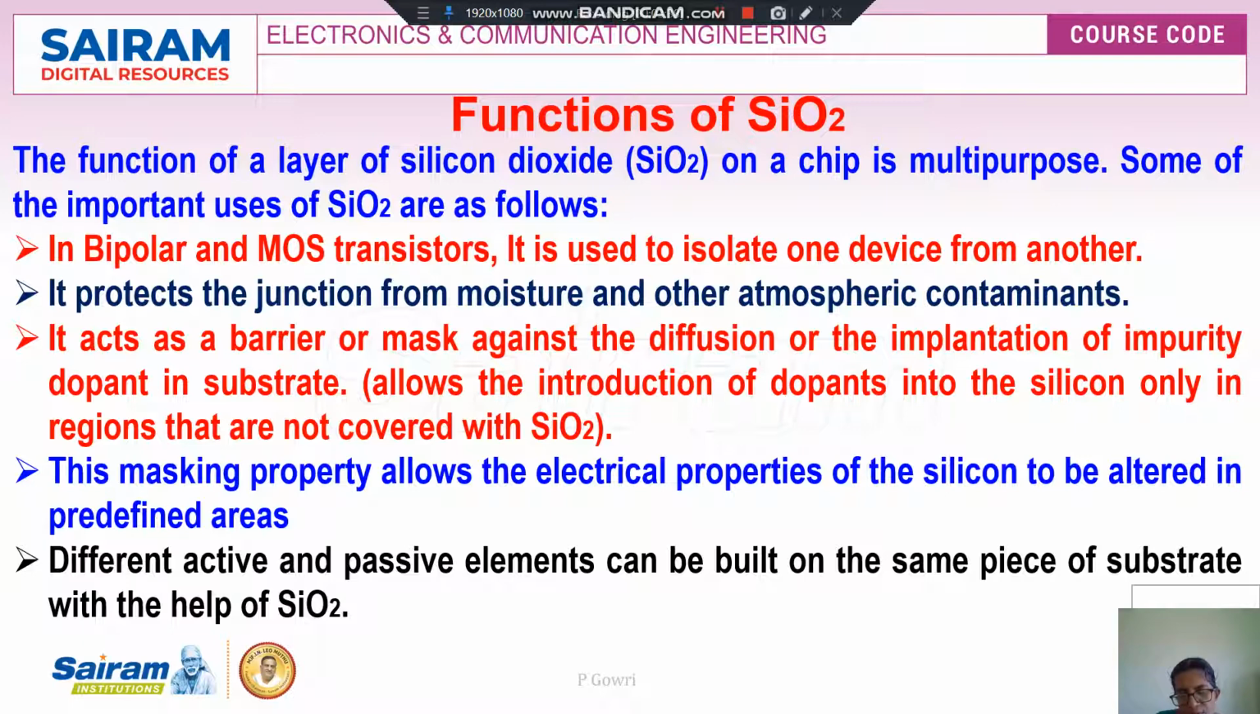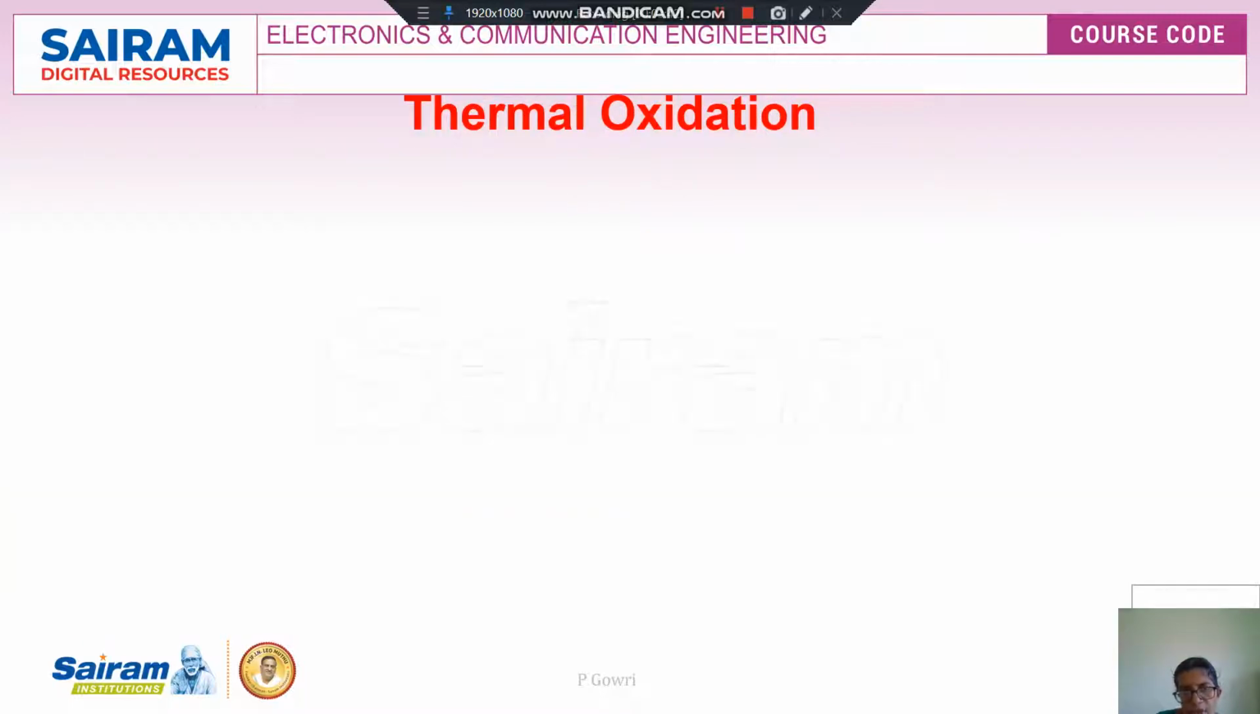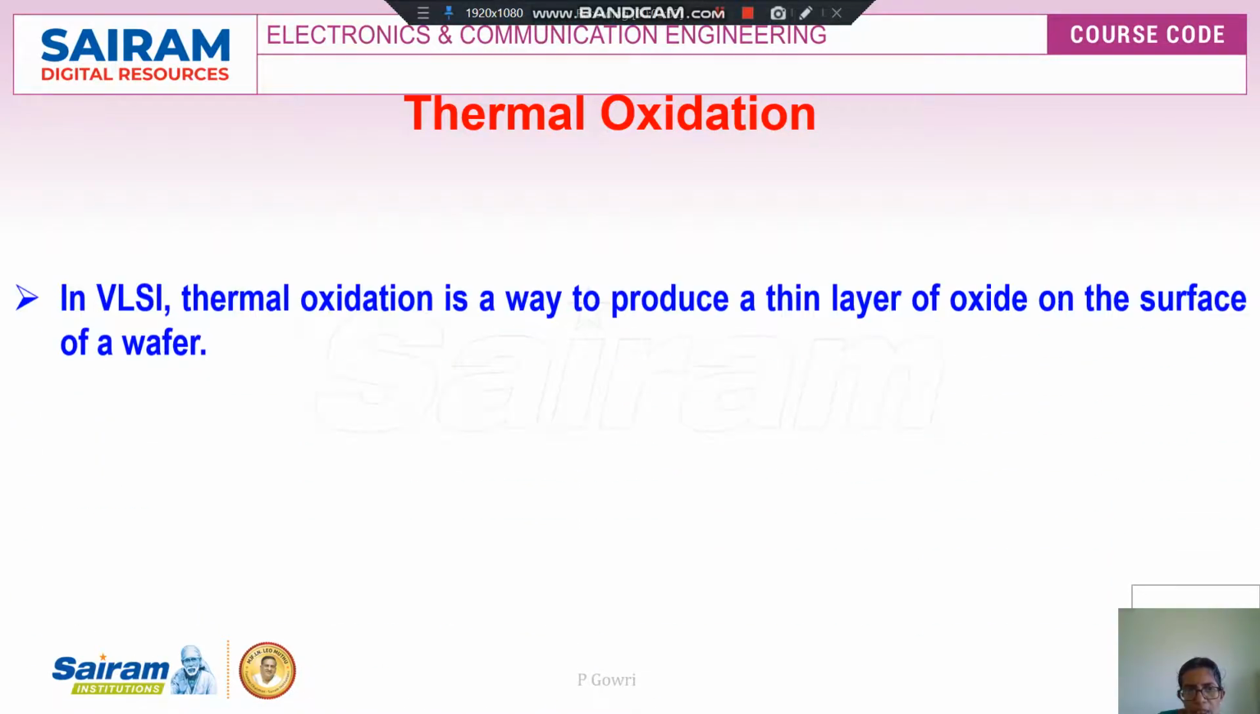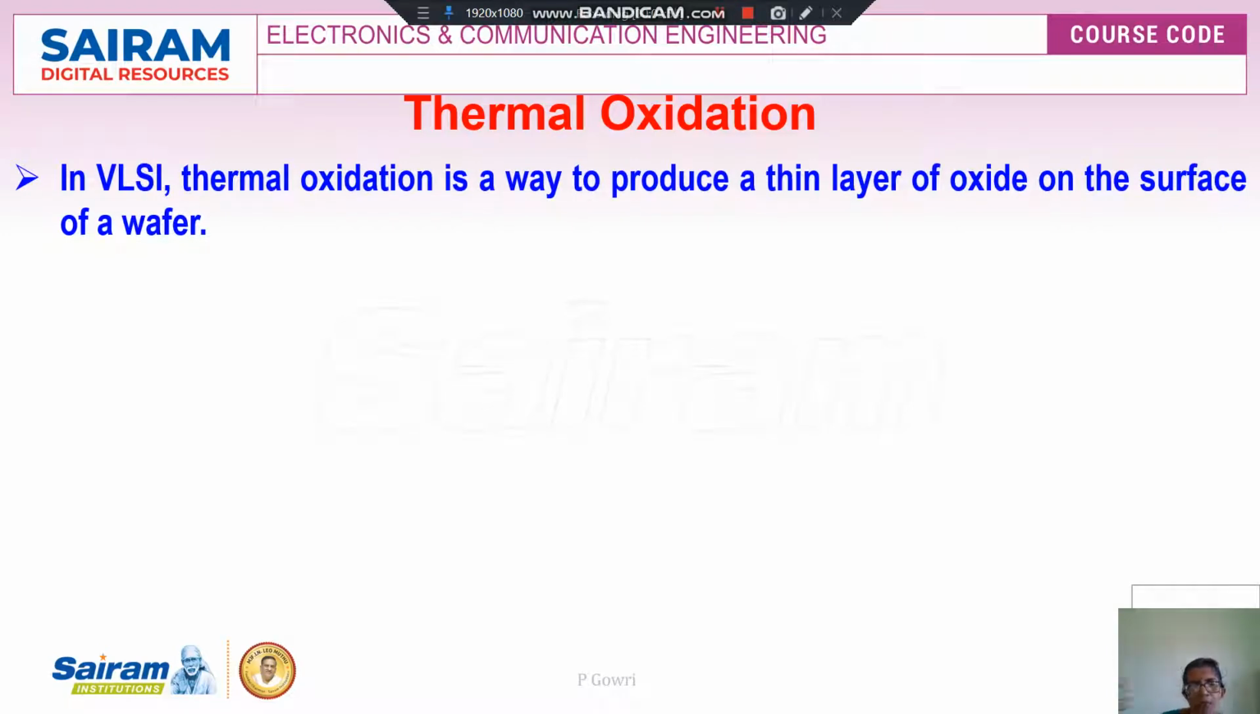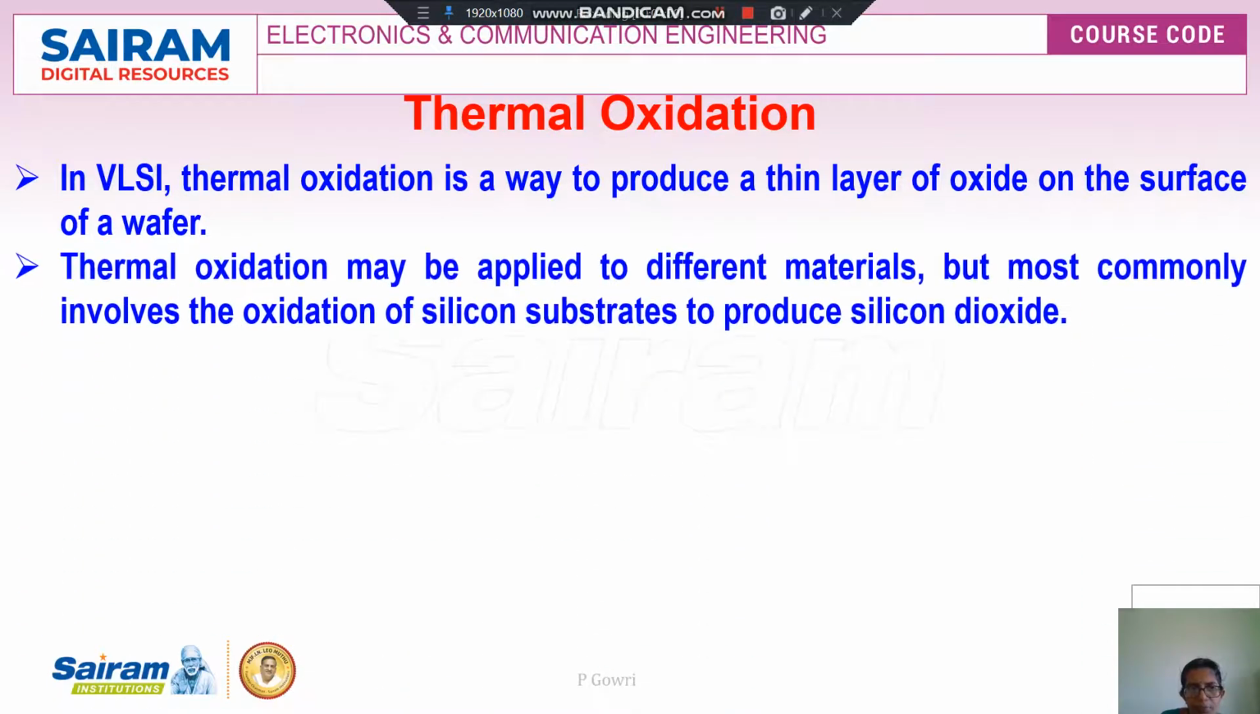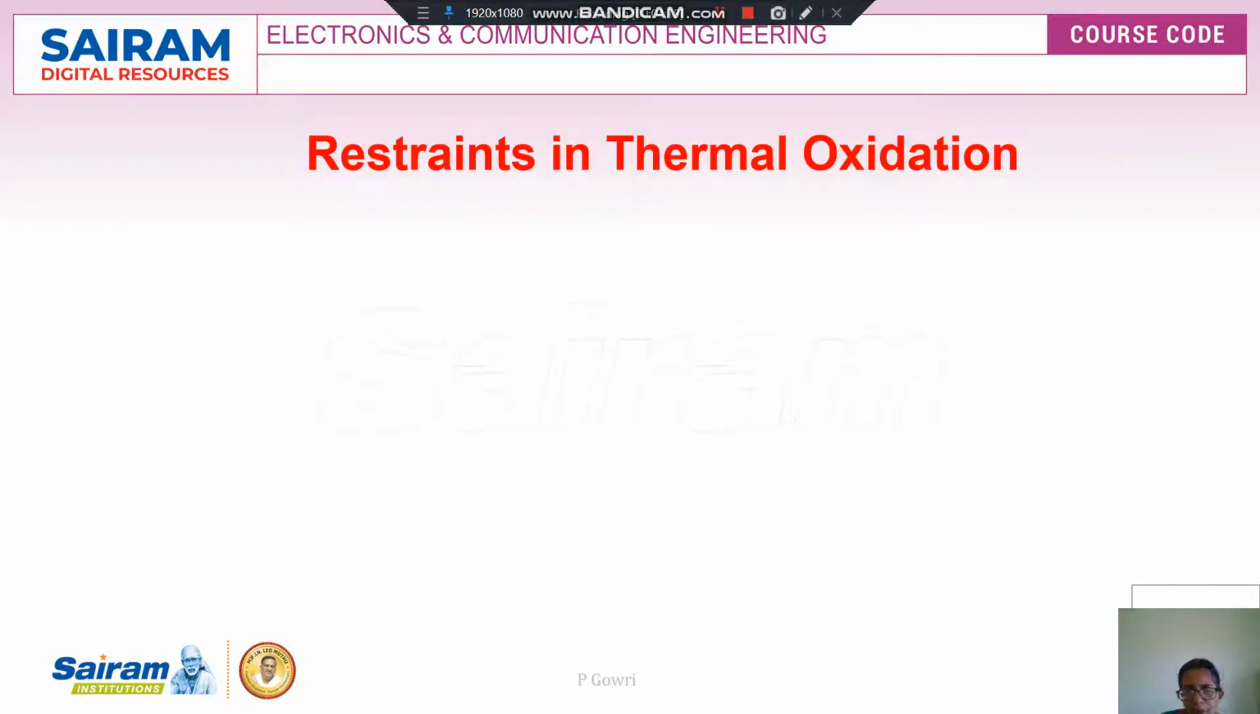So various active and passive components can be built on the same piece of substrate with the help of silicon dioxide. To produce this silicon oxide, the first process involved is thermal oxidation. What is meant by thermal oxidation? In VLSI, thermal oxidation is a way to produce a thin layer of oxide on the surface of the wafer. Thermal oxidation may be applied to different materials, but most commonly it involves the oxidation of a silicon substrate to produce silicon dioxide.